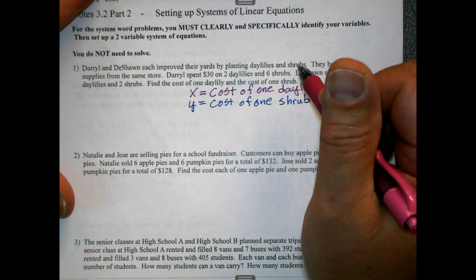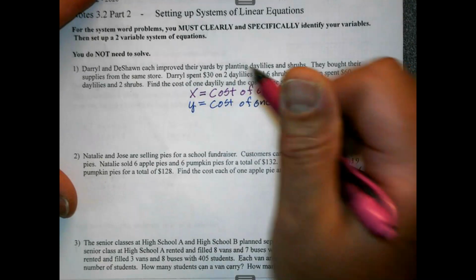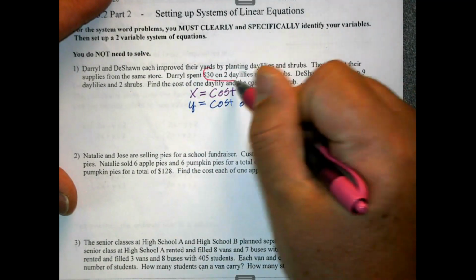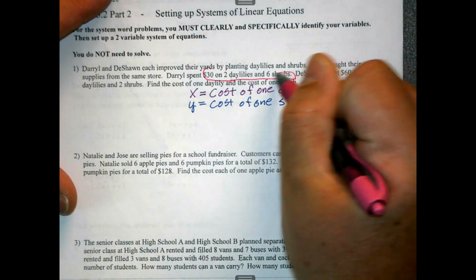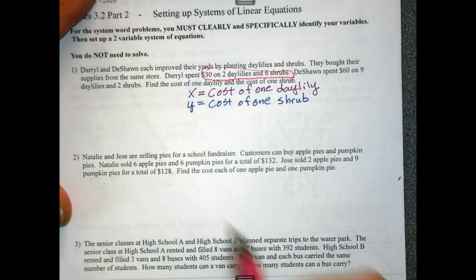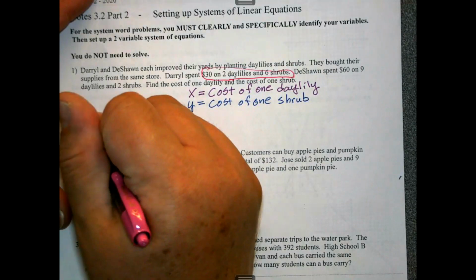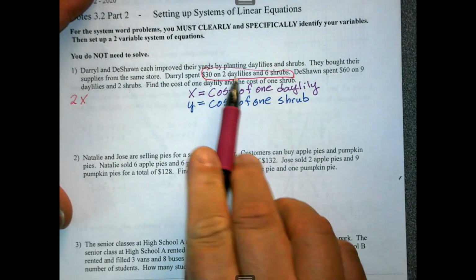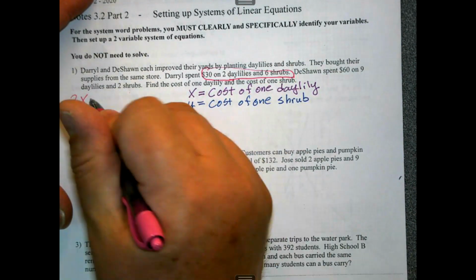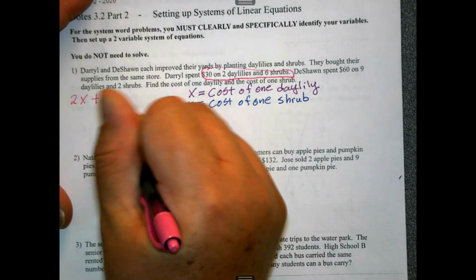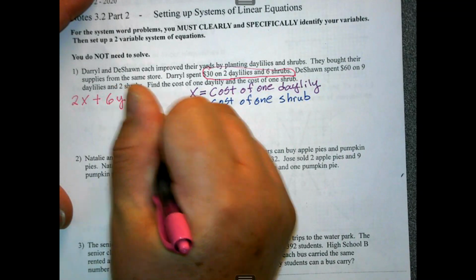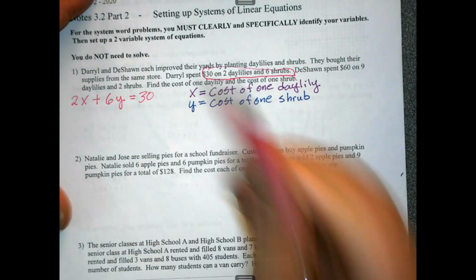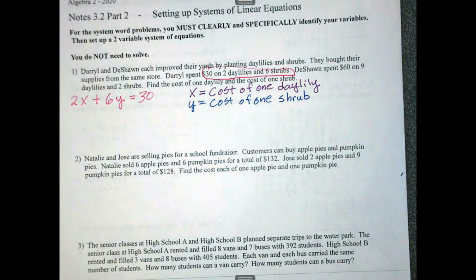So here we have Daryl's equation. $30 on 2 daylilies, so 2 daylilies plus 6 shrubs is going to equal $30. There's my first equation.